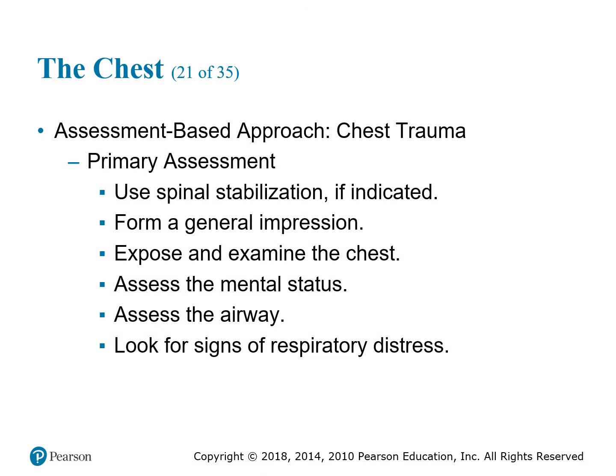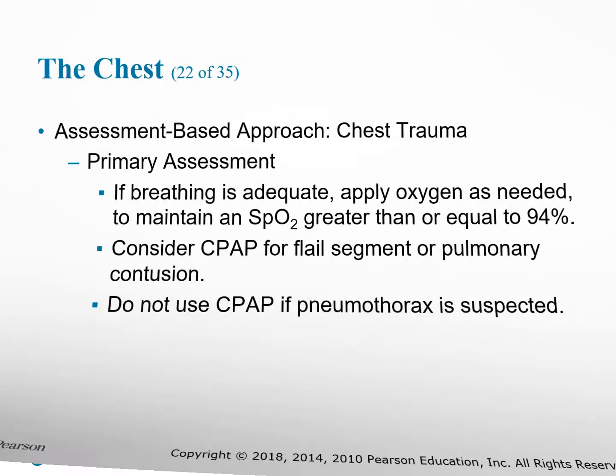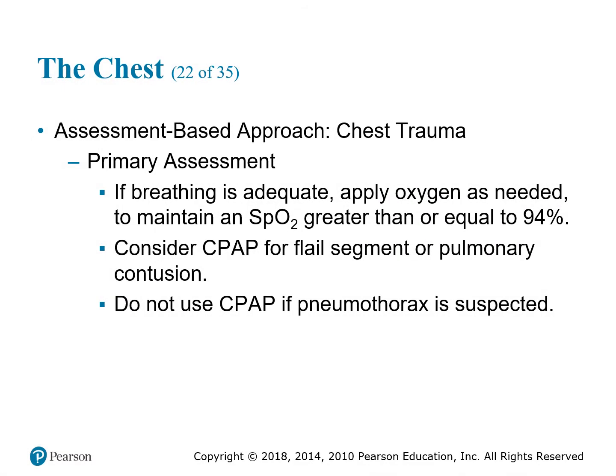Use spinal stabilization if indicated. Form a general impression, expose and examine the chest, assess the mental status, assess the airway, and look for signs of respiratory distress. If breathing is adequate, apply oxygen as needed. Just remember that you have to maintain the SpO2 at greater than 94%. Consider CPAP for flail segments or pulmonary contusion, and do not use CPAP if pneumothorax is suspected.